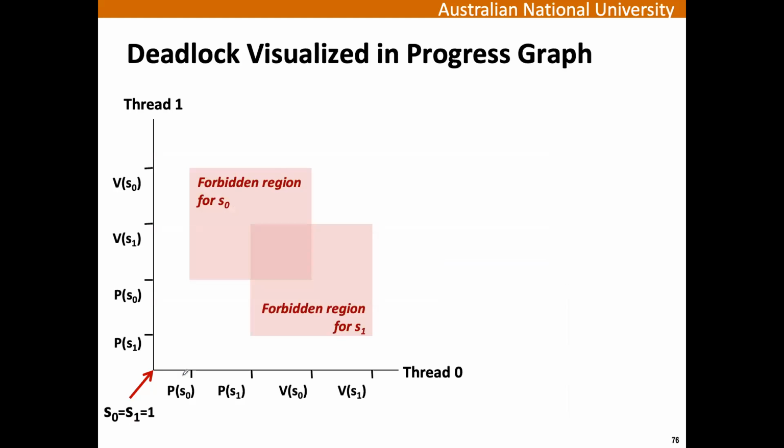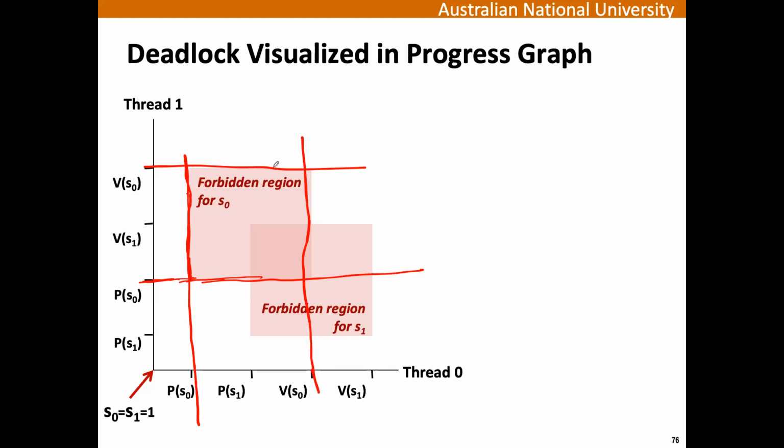So progress graphs are very useful to visualize deadlocks. Here's a forbidden region for S0. This is the P operation of one thread. This is the P operation of the other thread. And here is the V operation of one thread, and here's the V operation of the other. So this is a forbidden region.